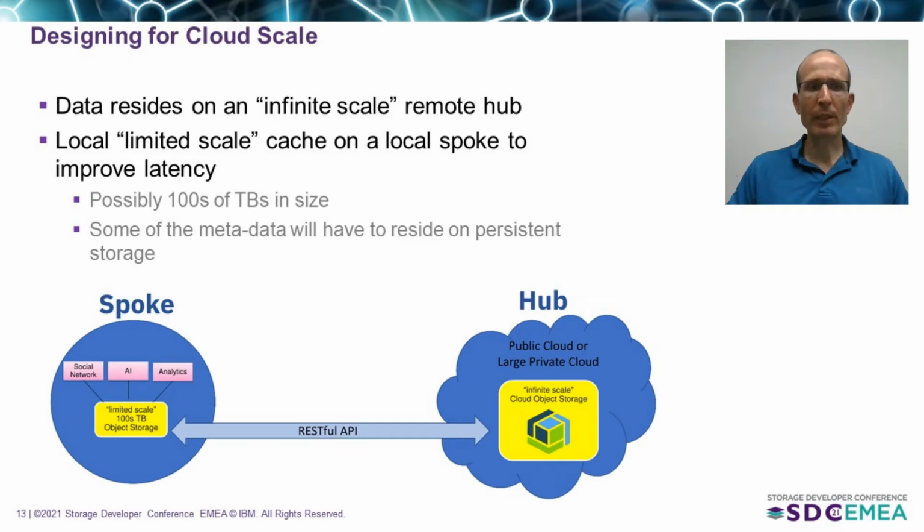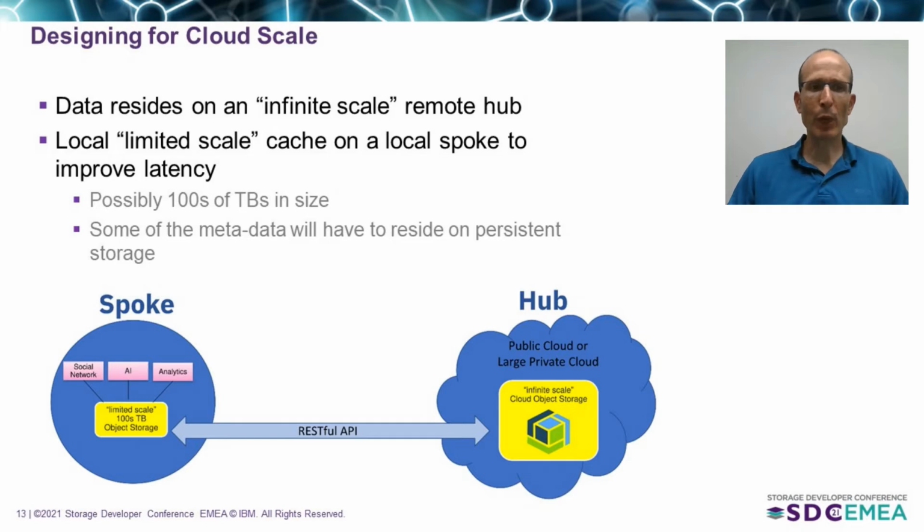In our system, data resides on a remote hub, where the remote hub can be a private or a public cloud. The point is that the remote hub contains lots and lots of storage. In essence, the remote hub is considered to be of infinite scale. In other words, very large.